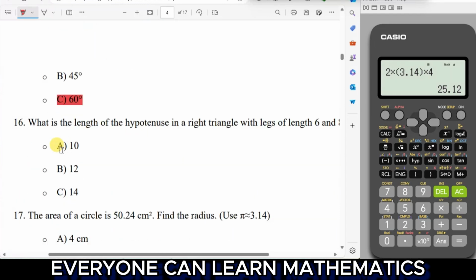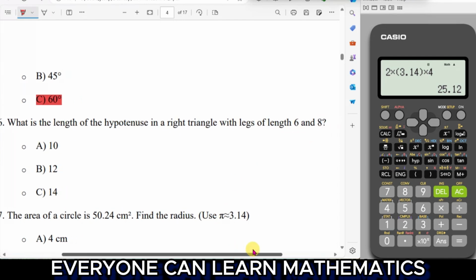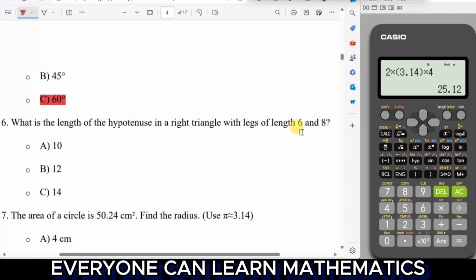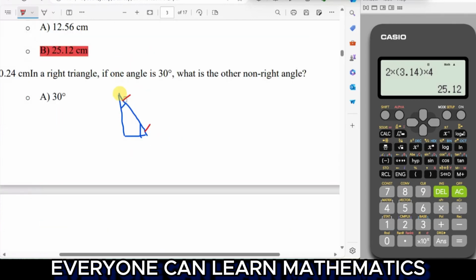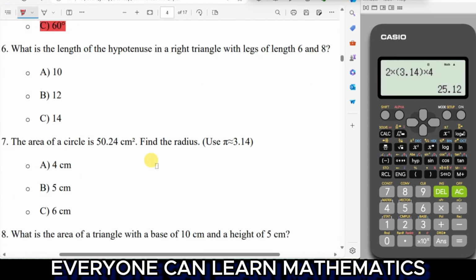Number 16. What is the length of the hypotenuse in a right triangle with sides of 6 units and 8? We are looking for the hypotenuse, which is the longer side. The formula is that the sum of the squares of the two sides is equal to the square of the hypotenuse. You just key that into the calculator and quickly get the answer.